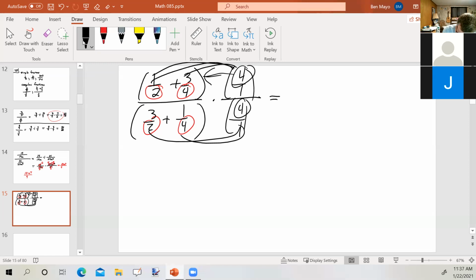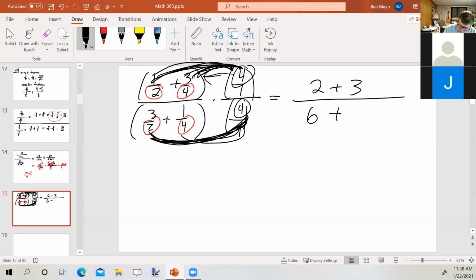So 1/2 times 4 over 1 would be what? That would be 2. Okay? Plus 3/4 times 4 over 1 would be 3. Down here, 3/2 times 4 would be 12 over 2, or 6. And 1/4 times 4 would be 1. So I end up with 5 over 7. And there is your simple fraction. Any questions about that?